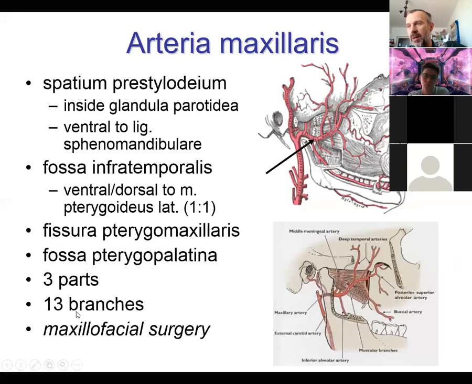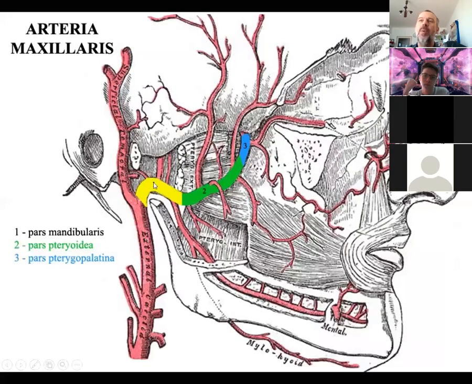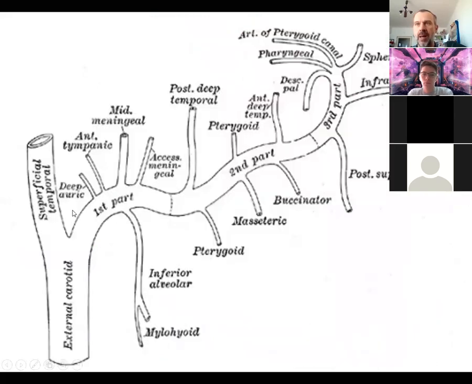So it gives 13 branches. We distinguish 3 segments or parts based on where it travels. The first is behind the neck of the mandible. The second is in the infratemporal fossa. So we can say the first is in the pre-styloid space, the second in the infratemporal fossa, and the third, which is totally hidden in the skull, is within the pterygopalatine fossa. So these are 3 parts. And we can see the branches here. Let's talk about the branches.